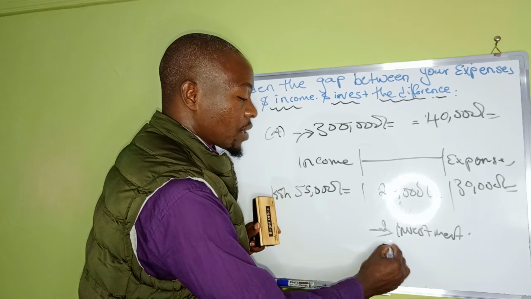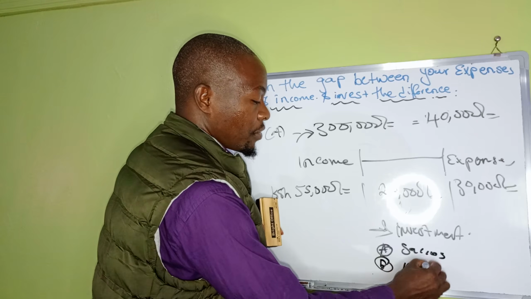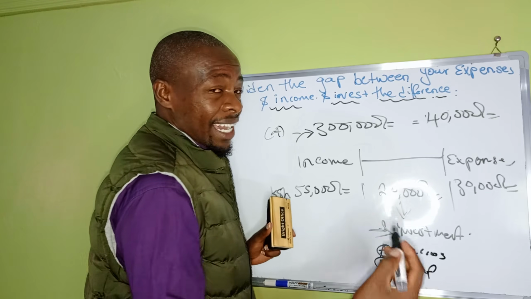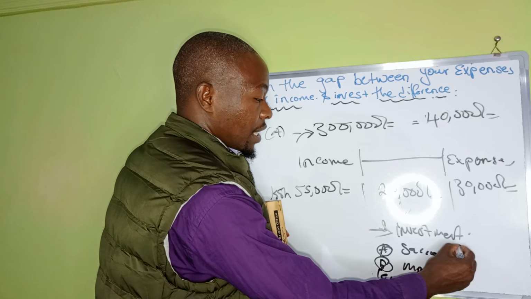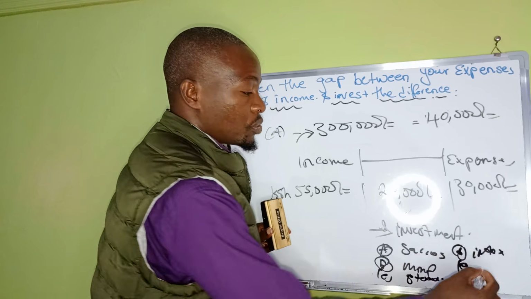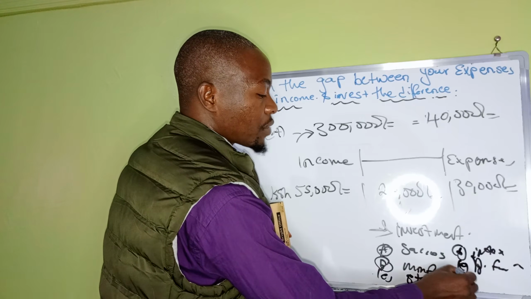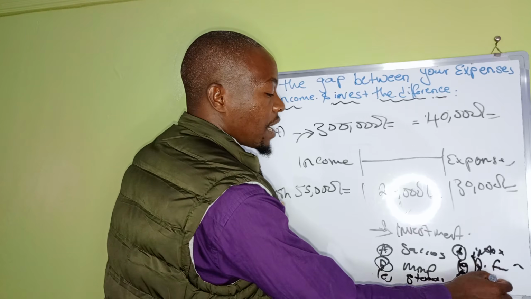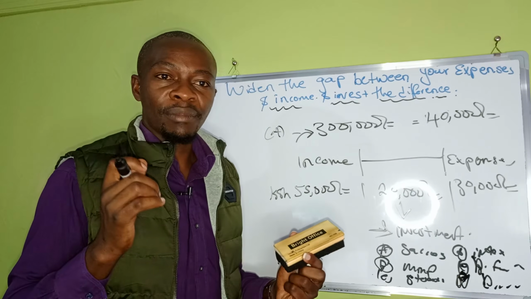A variety of them. A, you can decide to go the circles way. B, you can go to the MMF, the money market fund. C, you can invest in stocks. D, you can go to the index fund. E, you can go into the balanced fund. F, you can go to the bond fund and what have you. So there are a variety of areas where you can channel this amount of money.